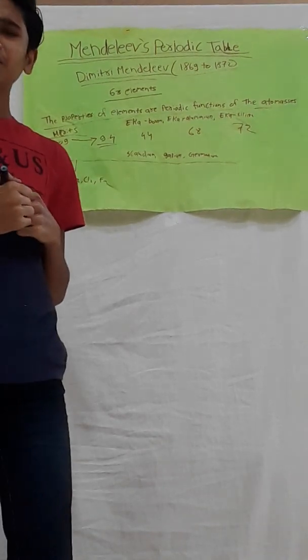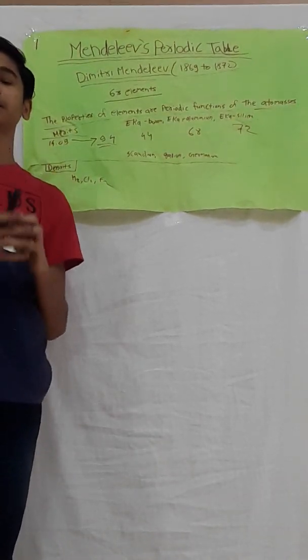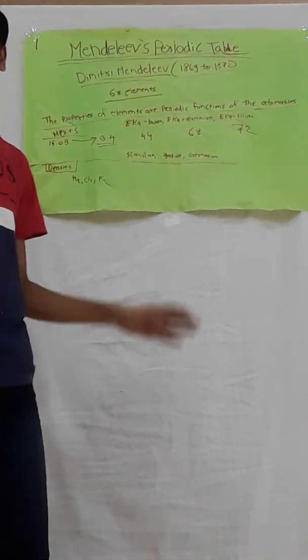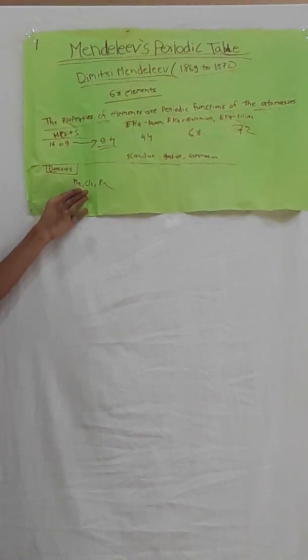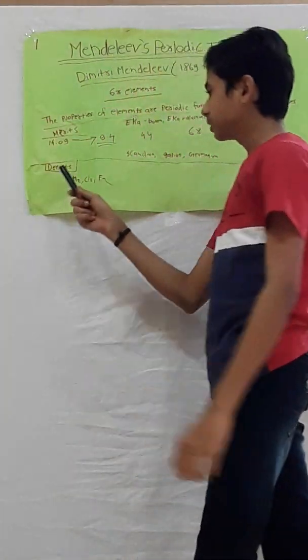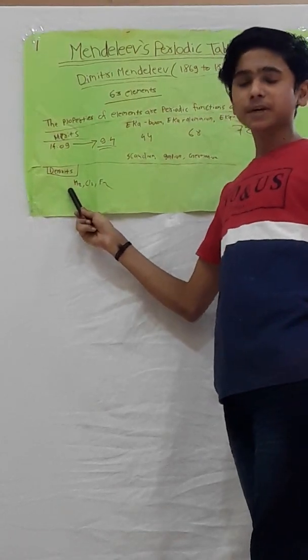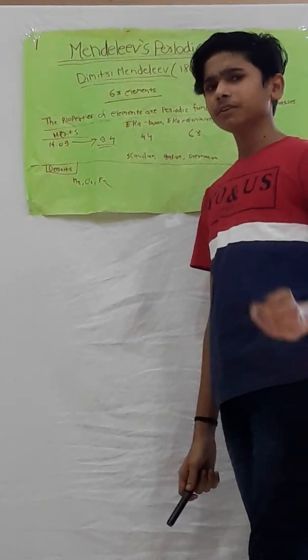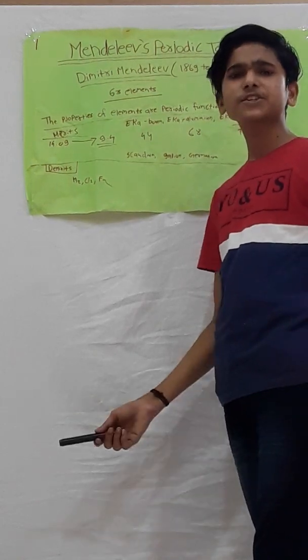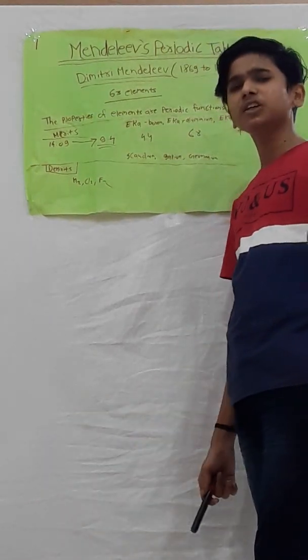He could not give the right position to hydrogen in the Mendeleev periodic table. These are the demerits of the Mendeleev's periodic table. So once again, we will repeat the demerits, the limitations, of the Mendeleev periodic table.